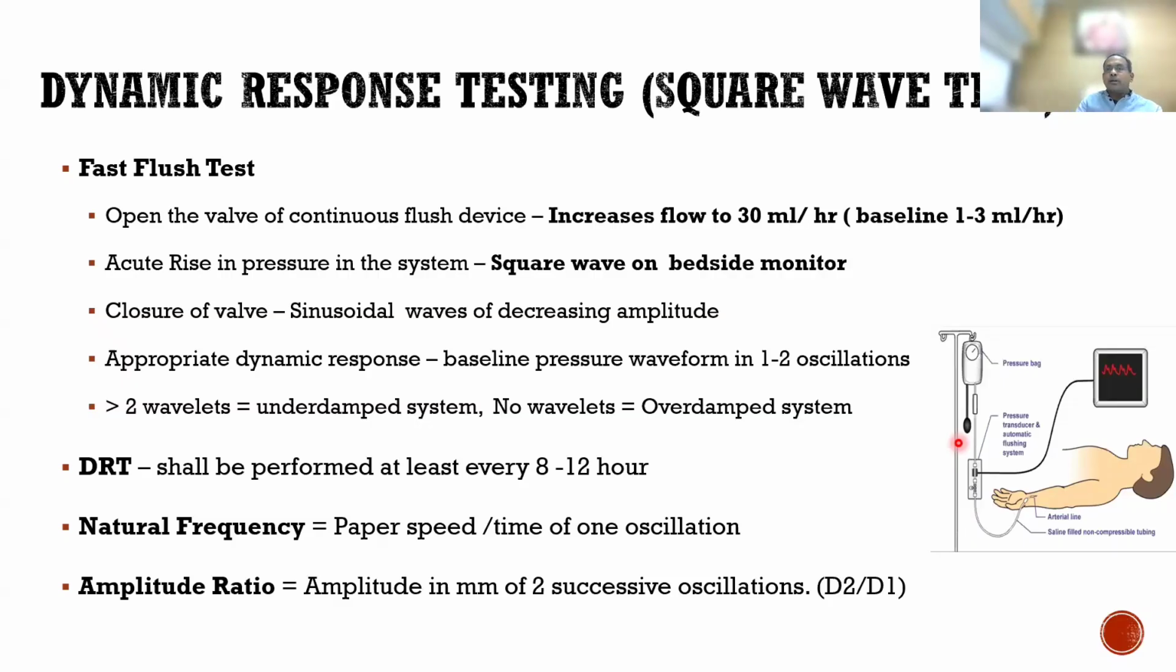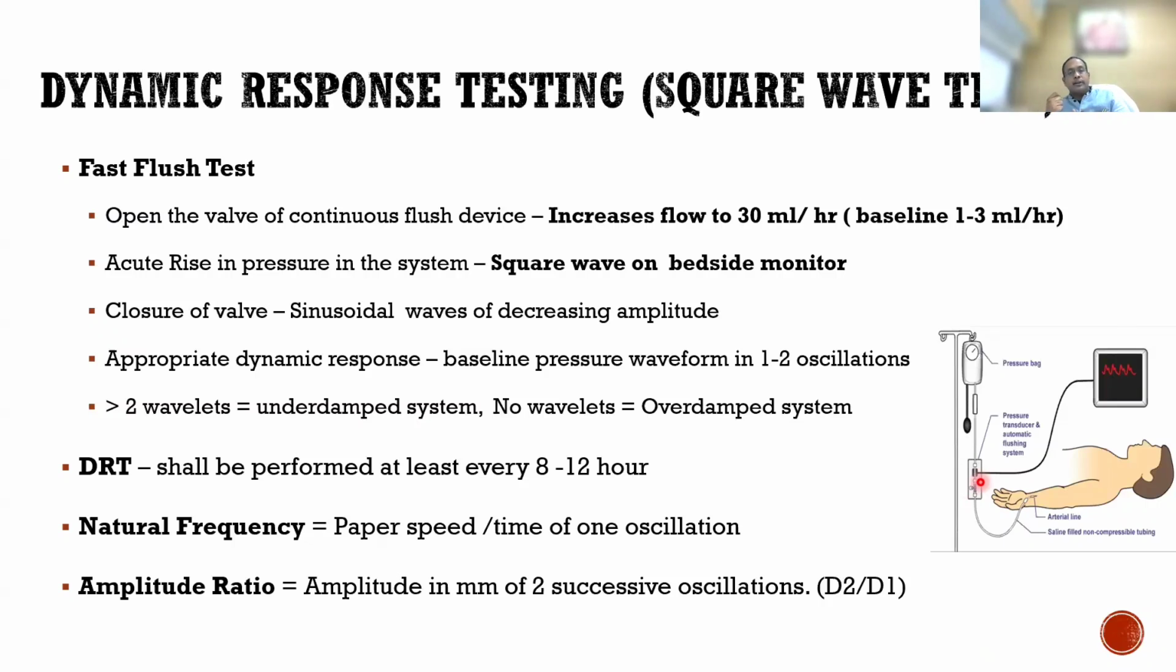So what we do is a square wave test, which is also called the fast flush test. We open the valve of the continuous flush device. There's a flush device over here. There is a valve. We open the valve. It increases the flow of normal saline to 30 ml per hour. These days, heparin is not recommended in the normal saline. The baseline flow is 1 to 3 ml per hour. This acute rise in pressure in the system causes a square wave on the bedside monitor.